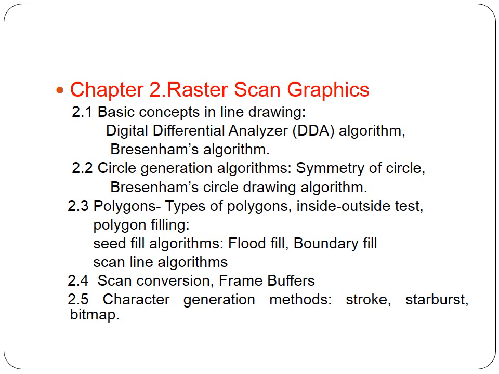2.3 is polygons. There are different types of polygons and fill algorithms. In 2.4, scan conversion and frame buffer information. And 2.5, character generation methods like stroke and bitmap.